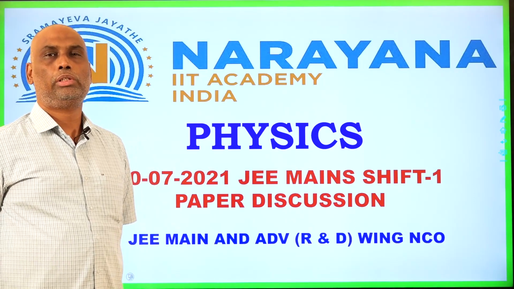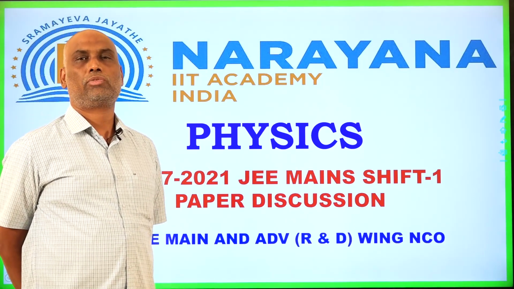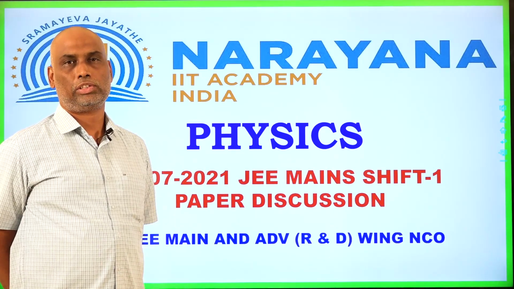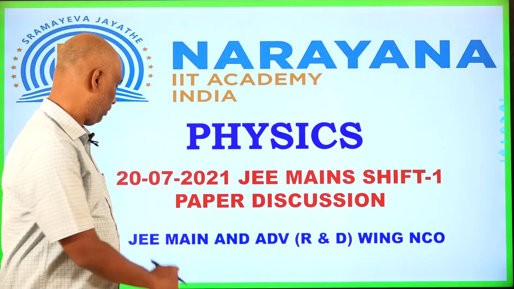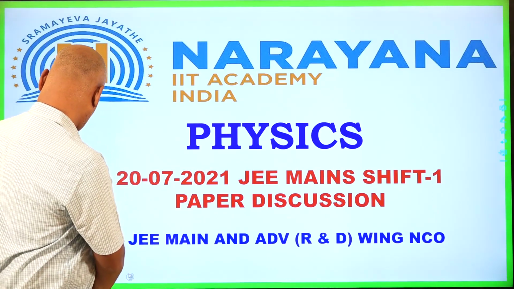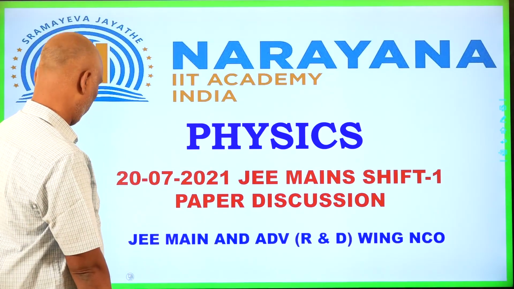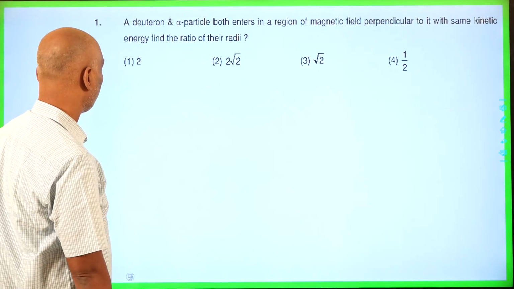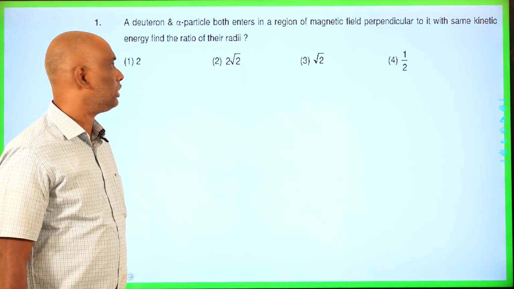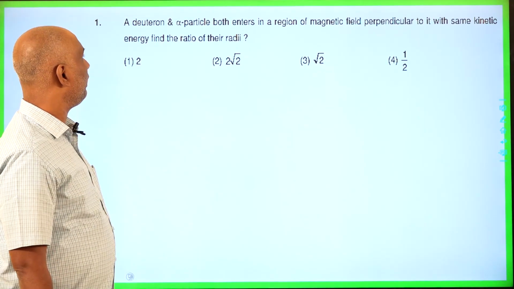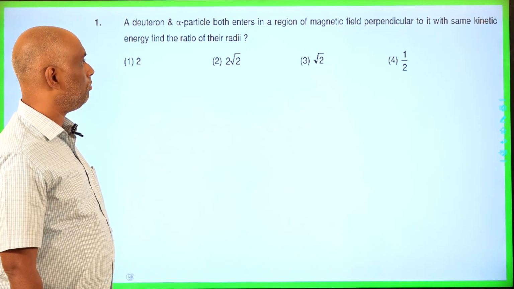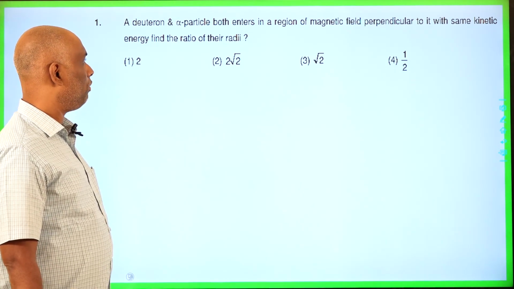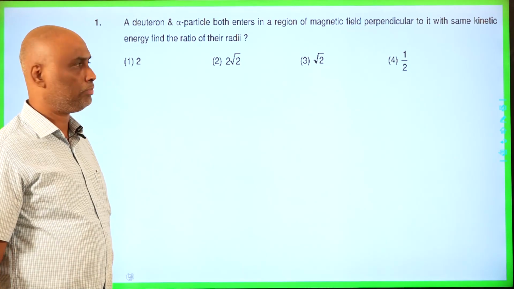Today we are going to discuss the physics question paper, shift 1, the third phase. This is the first question. A deuteron and alpha particle both enter a region of magnetic field perpendicular to it with the same kinetic energy. Find the ratio of their radii.